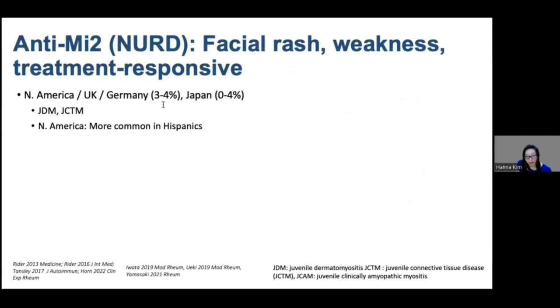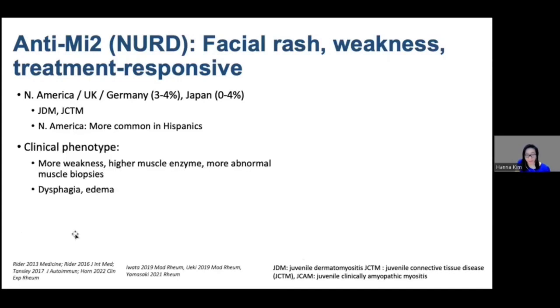Anti-MI2 is found in 3 to 4% of juvenile myositis in North American and European cohorts and 0 to 4% of Japanese cohorts. It's seen with juvenile dermatomyositis and the overlap myositis. In North American cohorts, it's described to be more common in Hispanics. And what do we see with anti-MI2?